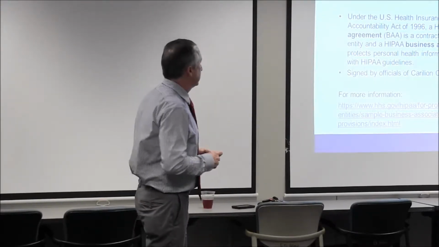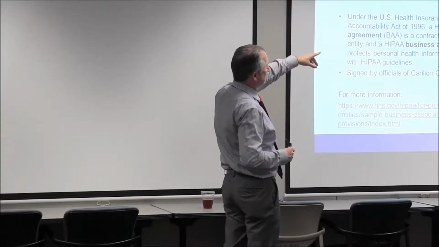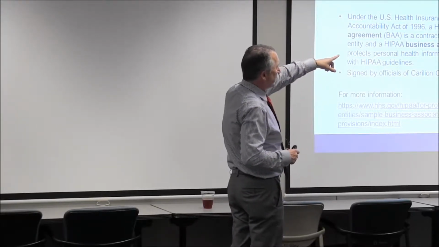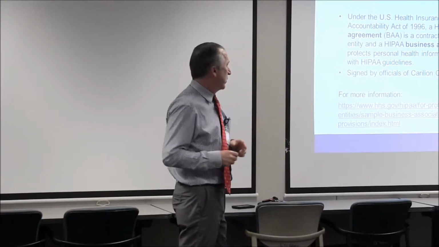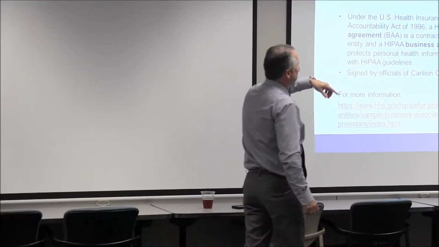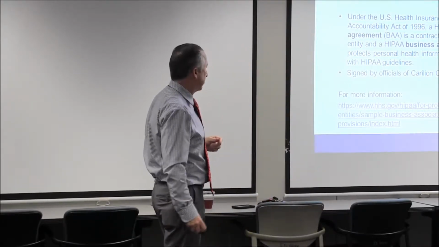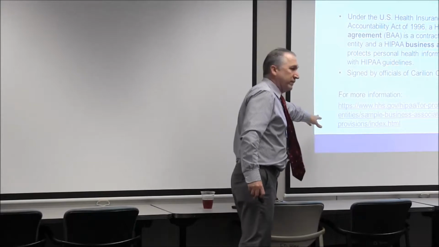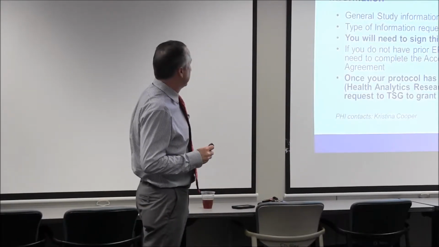So this is the business associate agreement. That's usually what I call Exhibit B. The BAA is a contract between the HIPAA covered entity, us, and the HIPAA business associate who you're working with. It protects PHI in accordance with the HIPAA guidelines. And again, it's signed by Carillion and the external party. Here is more information. I think you guys have access to the slides.